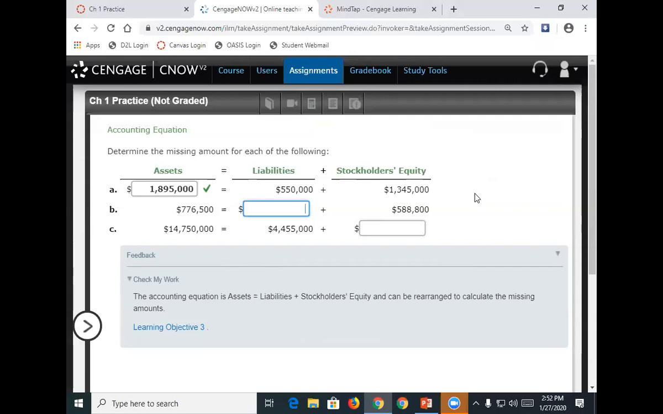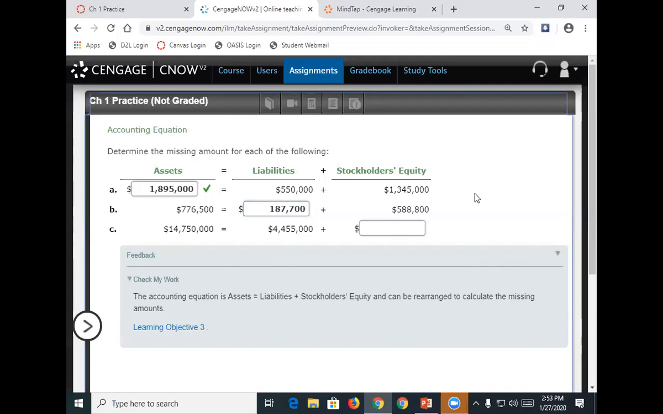The whole point of this isn't that you can subtract and add, although it's always a nice refresher. It's really to understand that the accounting equation is in balance. This is after several transactions. We've had several business transactions, and after that, we're in balance. So for Part B, we took 776,500 minus 588,800. So our liabilities are 187,700.